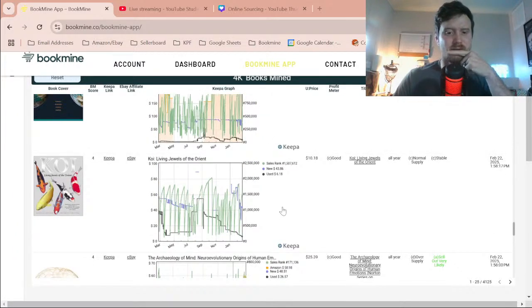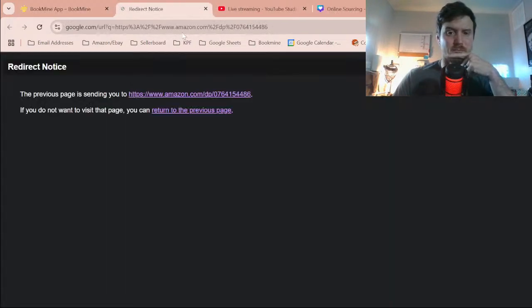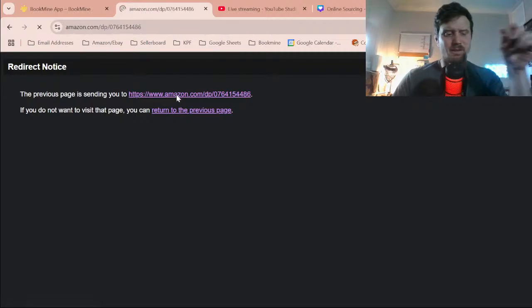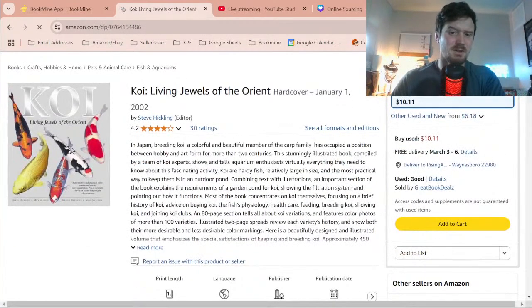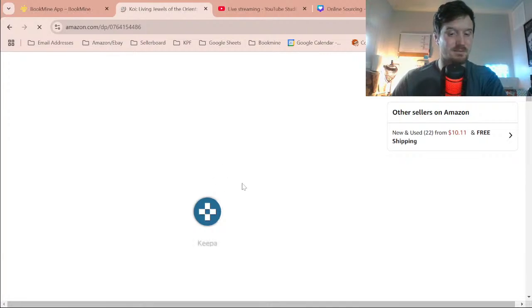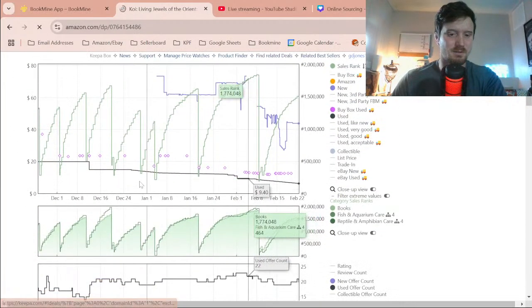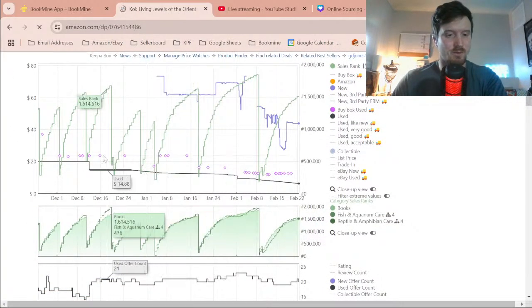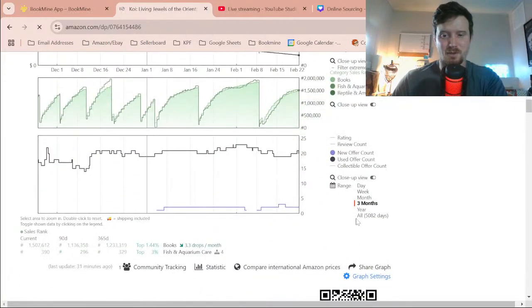Let's see here. This one looks promising. It did look like it spiked up there a little bit too much, and it didn't look like there were sales up there, but at $10, as long as I can get it sold for around the 35 to 40 range, you'll be making money.